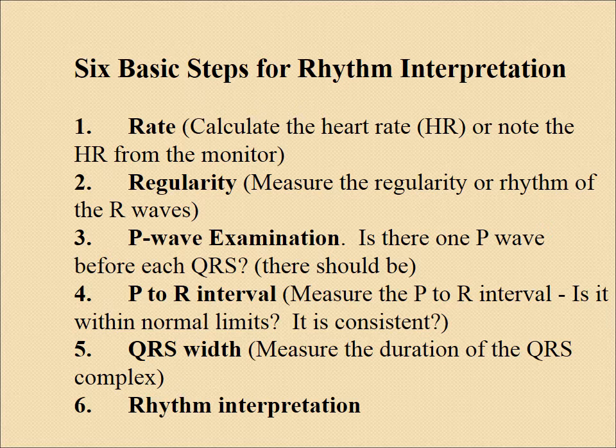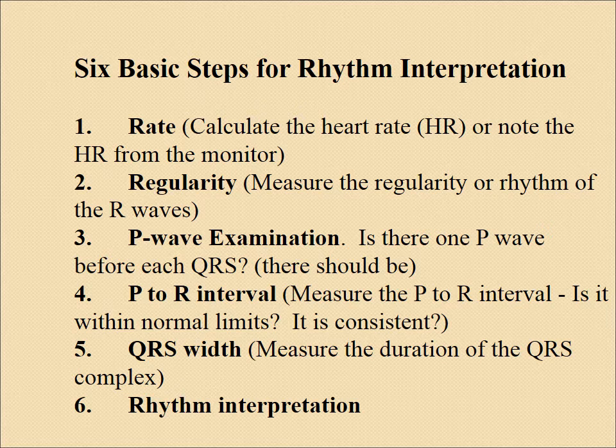Is it under 0.20, which is under 5 small boxes? It should be. If it isn't, there's something not right there. And also we need to see, is that consistently the same length all the way across? Is it happening before every QRS? Is it dropping at any time? So we're looking at those things.